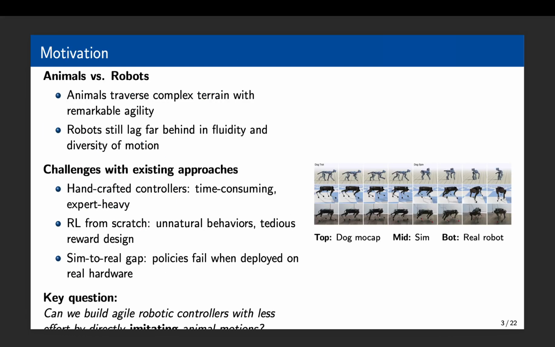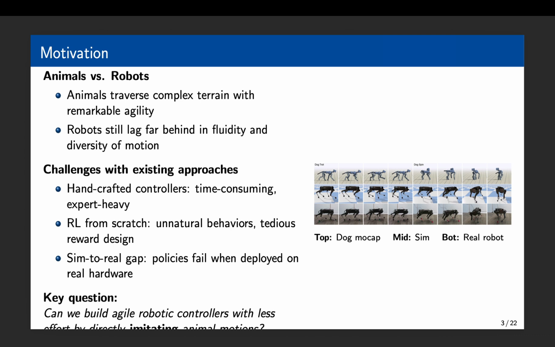So why is the problem hard and why does it matter? If you look at animals, dogs, cheetahs, even insects, they navigate complex environments with incredible agility and fluidity. Robots, on the other hand, still struggle to match that level of performance. The traditional approach is to handcraft controllers for each behavior, but this is time-consuming, requires deep expertise, and the resulting motions often look stiff and unnatural.